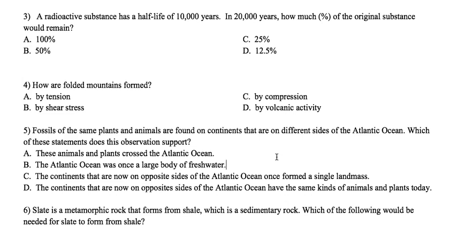Question 4. How are folded mountains formed? A. By tension. B. By shear stress. C. By compression. D. By volcanic activity.